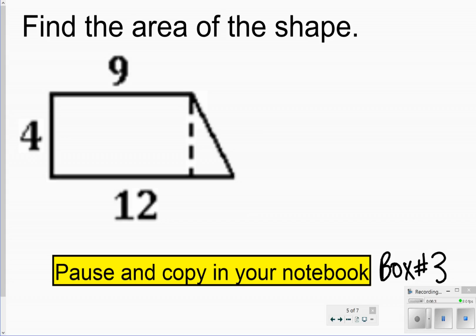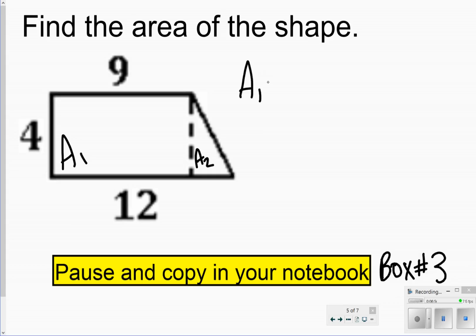Excellent. All right, well, here we have a different shape. It kind of made it easy for us because they drew a dotted line in here to indicate what the two separate shapes are. So we have area 1, which is a rectangle, and we have area 2, which is a triangle.